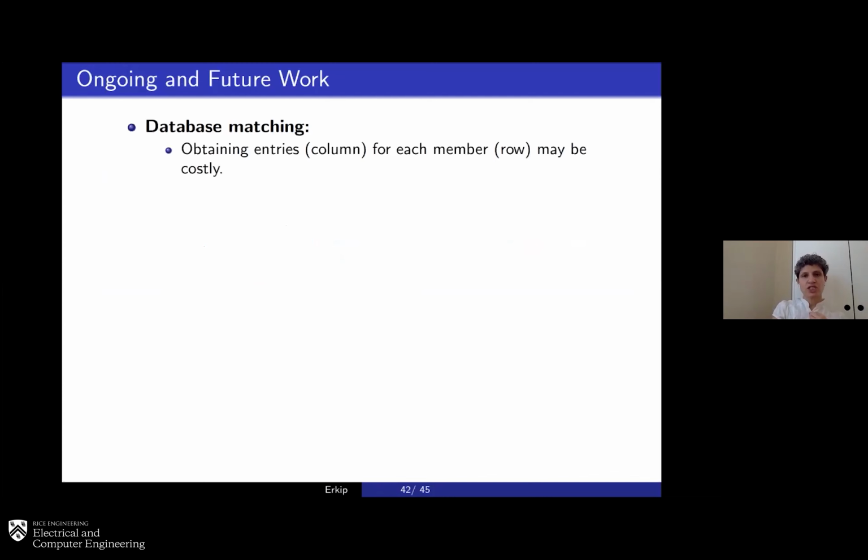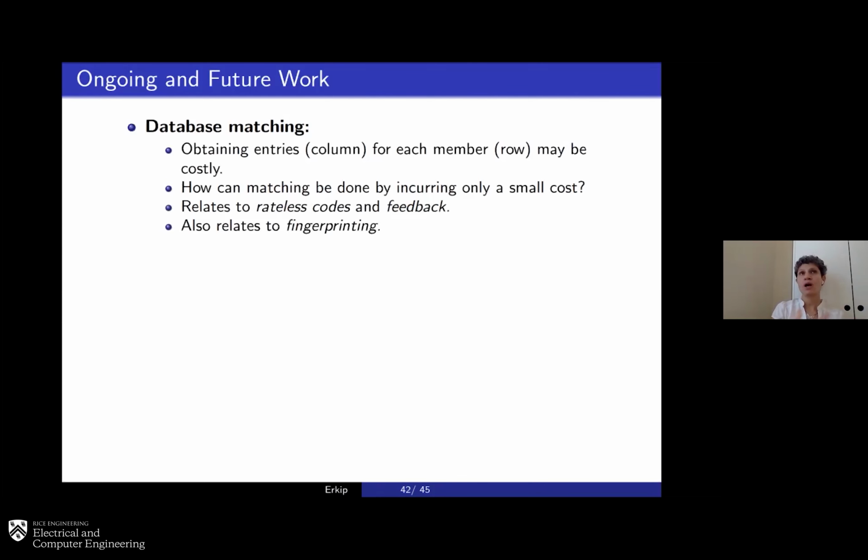There were a number of good questions about how we get rid of these simplifying assumptions. In database matching, one avenue we've been looking at is that getting these databases could be costly. We see that if we have more columns, then it's easier to match, but maybe getting access to those columns could be costly, as in you have to scrape the web and harvest more information. This relates to notions of reckless codes and feedback in communication systems, and I'm happy to discuss more if you're interested. And it relates to a privacy problem called fingerprinting, which we've done some work on as well.